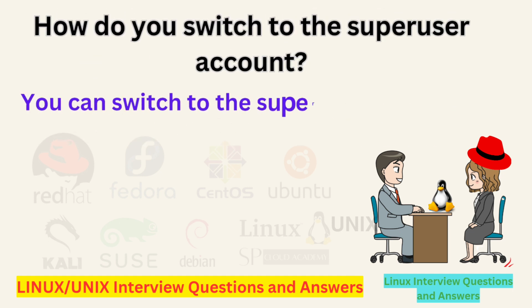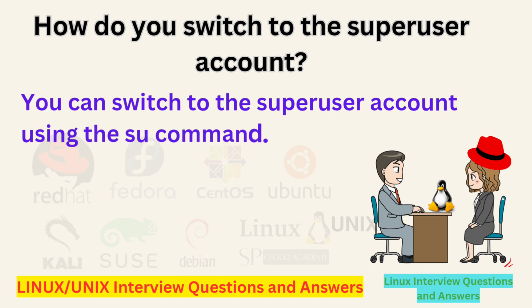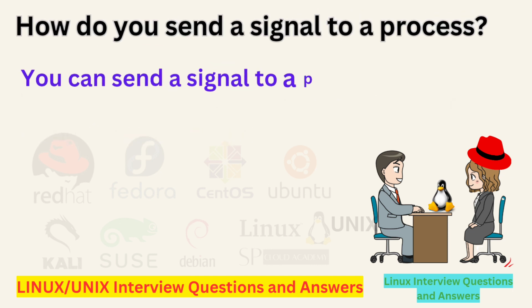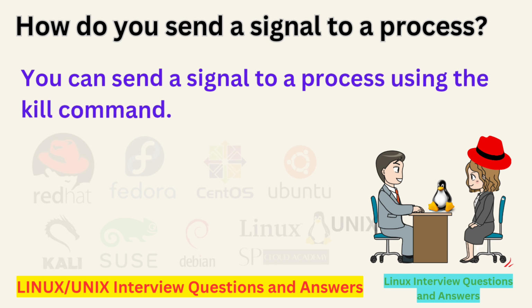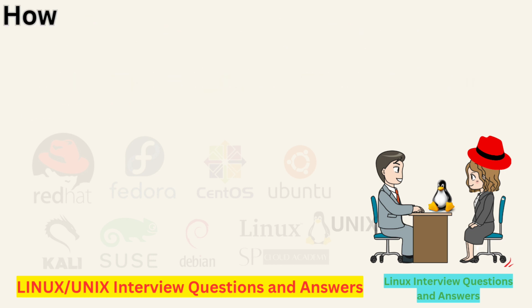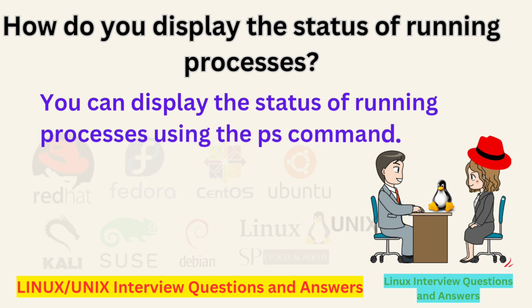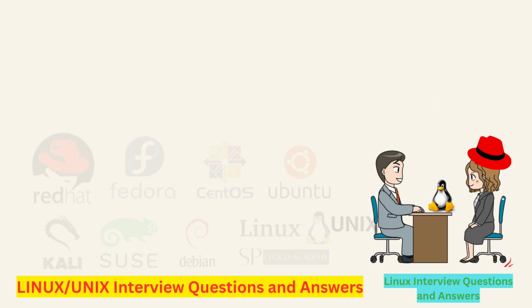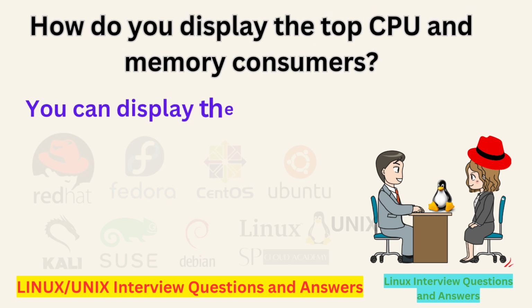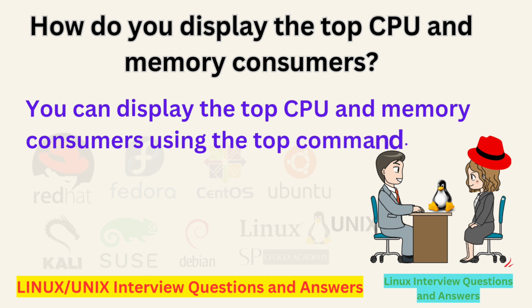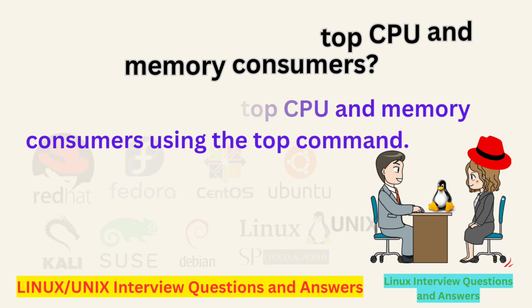How do you switch to the superuser account? You can switch to the superuser account using the su command. How do you send a signal to a process? You can send a signal to a process using the kill command. How do you display the status of running processes? You can display the status of running processes using the ps command. How do you display the top CPU and memory consumers? You can display the top CPU and memory consumers using the top command.